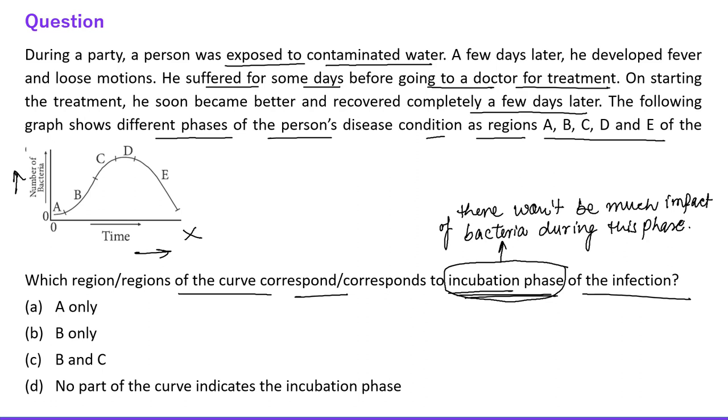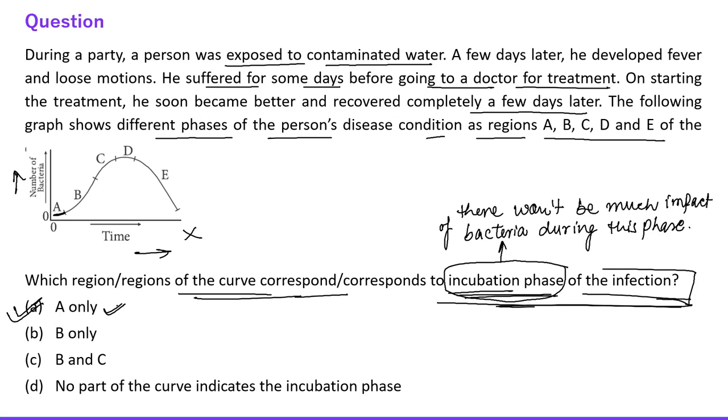So, which region of the curve corresponds to the incubation phase of infection? Incubation phase means the infection won't be much visible. So obviously, if I talk about region A in the graph, here the infection is hardly visible, or in fact it is negligible. So only region A is showing the incubation phase of the infection. So this is A only, this is incubation.